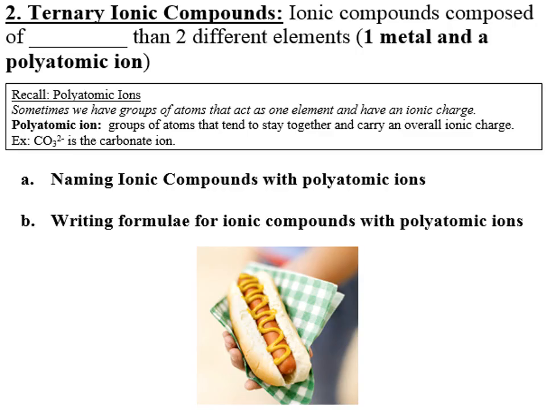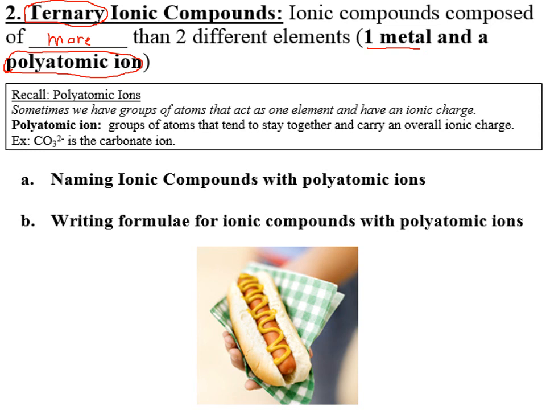Now we're going to talk about an ionic compound called a ternary ionic compound. And that's basically just an ionic compound that's composed of more than two different elements. But the thing is, there has to be a polyatomic ion in there. So it's usually one metal and the polyatomic ion. There are some exceptions, but as soon as you see that polyatomic ion, you know you're still dealing with an ionic compound. Okay, so ternary compound, ternary meaning basically more than two, let's say three, for example.